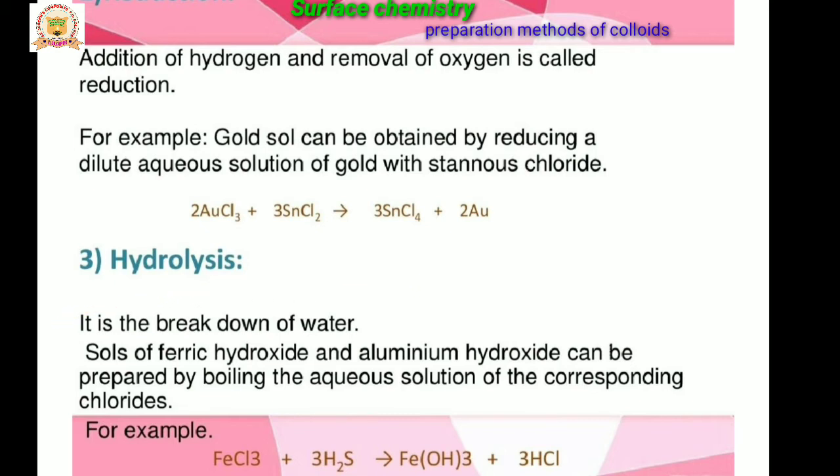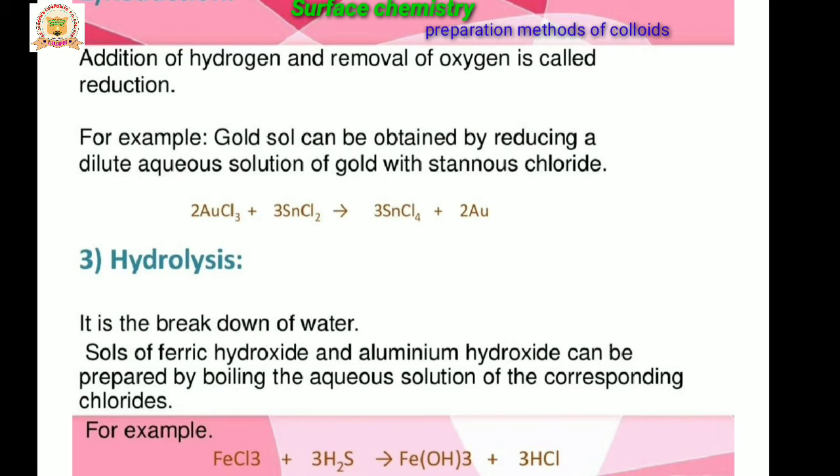Then the hydrolysis process. It is a breakdown by water. In the reaction FeCl3 plus 3H2O gives Fe(OH)3 plus 3HCl. Here, through the breakdown of the water molecules, the 3H and the 3Cl combine to produce a byproduct, 3HCl. The remaining Fe reacts with the water, the 3 OH groups, and it gives Fe(OH)3.